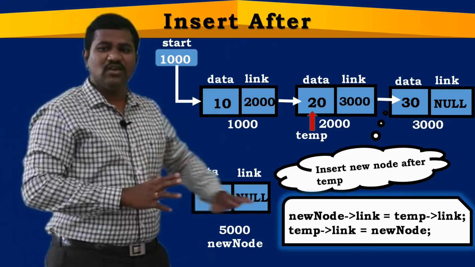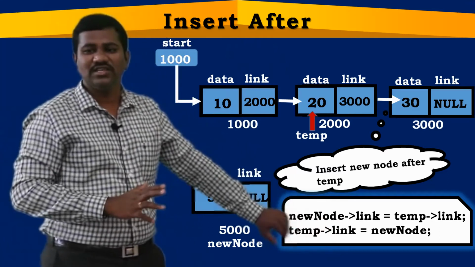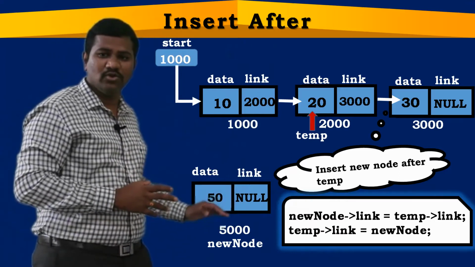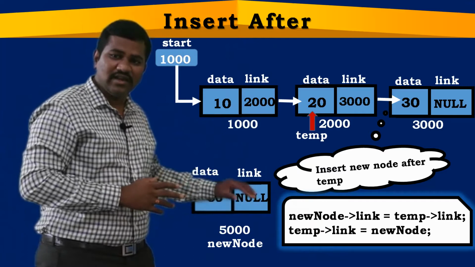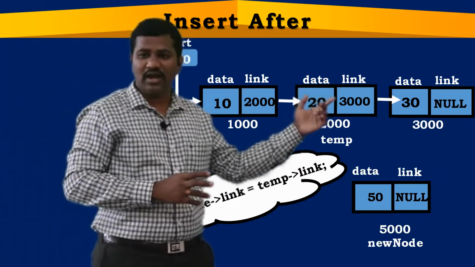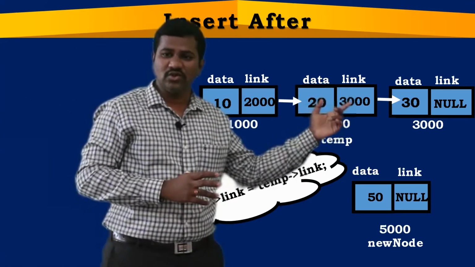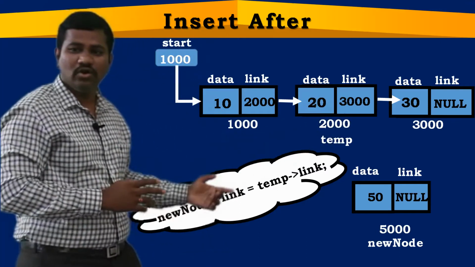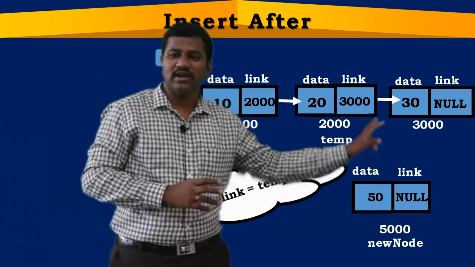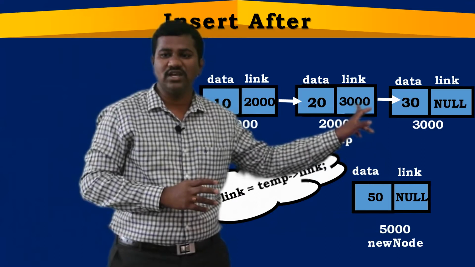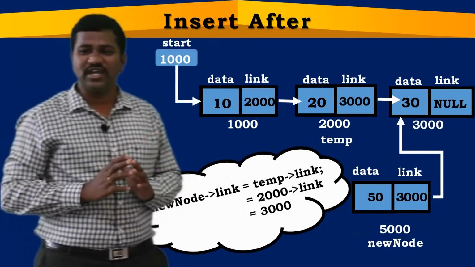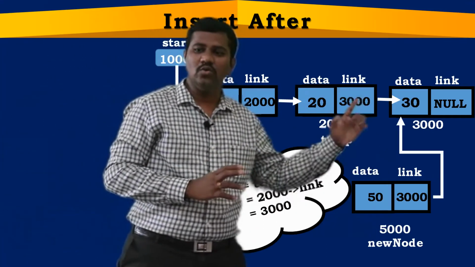And for that purpose, we'll be going with these instructions. Right? And what instructions will we be using here? New node link. First of all, new node link contains null, and in the place of this null, I'm assigning the temp link part. Temp link part, what do we have? 3000 we have. So in this new node link part, I'm going to take what? Temp arrow link. Temp arrow link, what do we have here? 3000. So 3000 will be stored in the new node link part, so that a link will be established from the newly created node to the 3000 node.